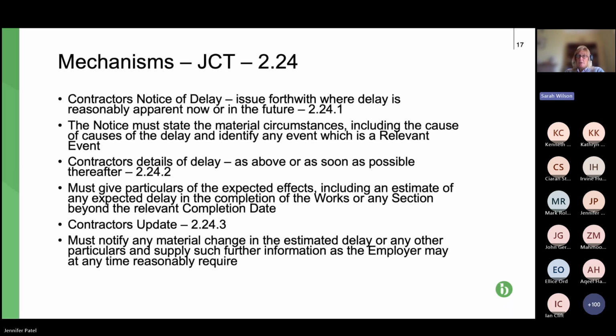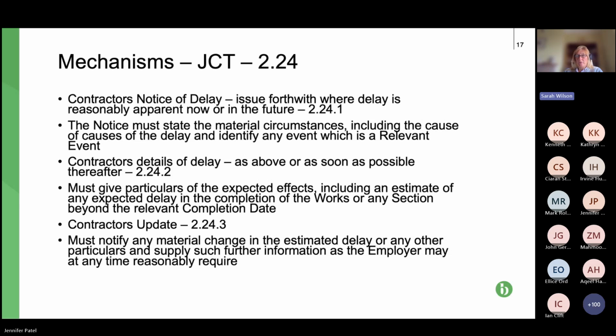Then a further notice, a contractor's details of delay, has to be submitted as soon as above, so it can be submitted with the above notice or as soon as reasonably practicable afterwards. So that's 2.24.2. This notice is submitted later because, as the bullet point below says, you've got to give particulars of the expected effects, an estimate of any expected delay in the completion of the works or section beyond the completion date. So a bit more information to be provided.